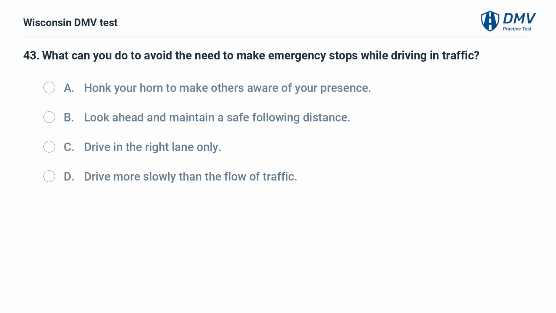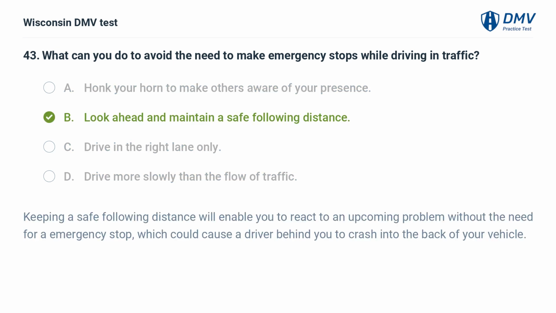What can you do to avoid the need to make emergency stops while driving in traffic? A. Honk your horn to make others aware of your presence. B. Look ahead and maintain a safe following distance. C. Drive in the right lane only. D. Drive more slowly than the flow of traffic.